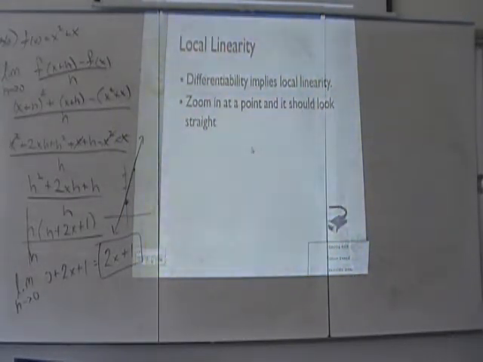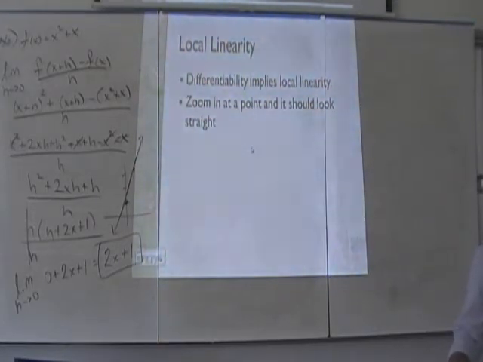Okay, so if you're ever looking at a graph and can't remember if it's differentiable or not, think about it this way. If you zoom in at any point on the graph, will you get a straight line? And that straight line is actually going to be the tangent line.